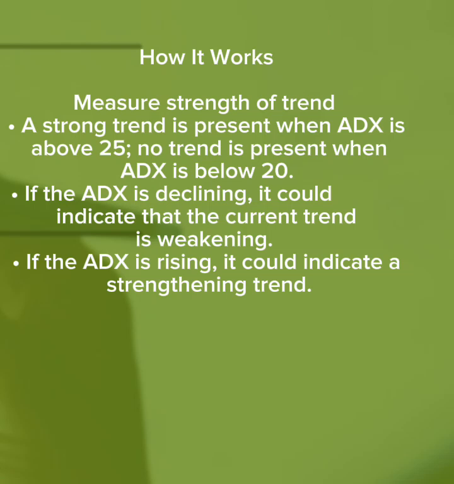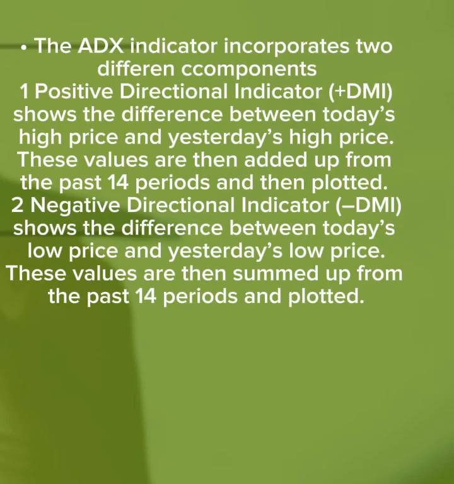If the ADX is declining, it could indicate that the current trend is weakening. If the ADX is rising, it could indicate a strengthening trend. The ADX indicator incorporates two different components. Point 1. Positive Directional Indicator, plus DMI, shows the difference between today's high price and yesterday's high price.